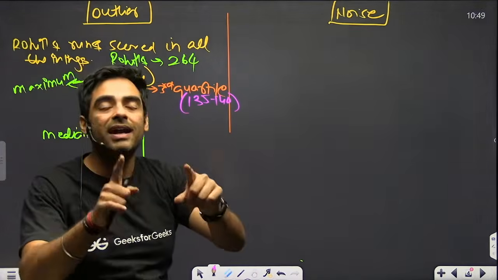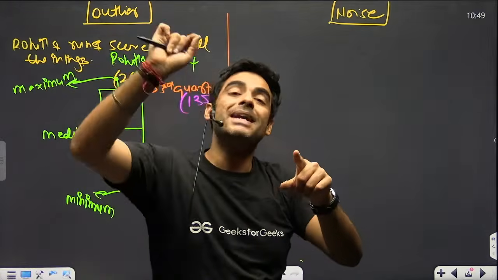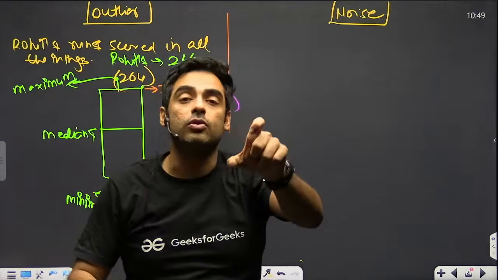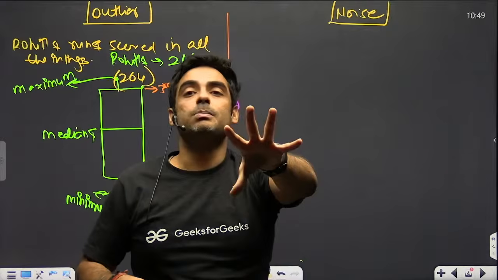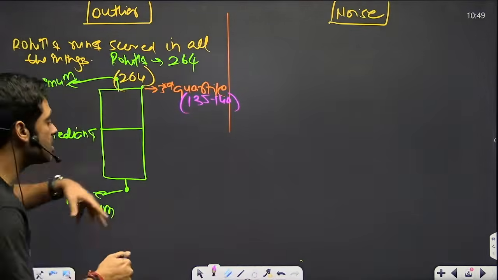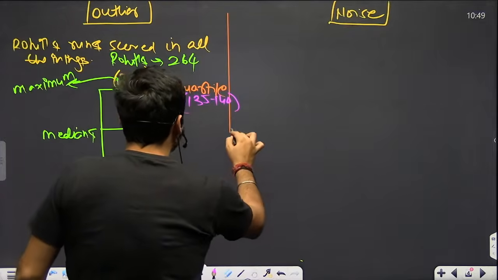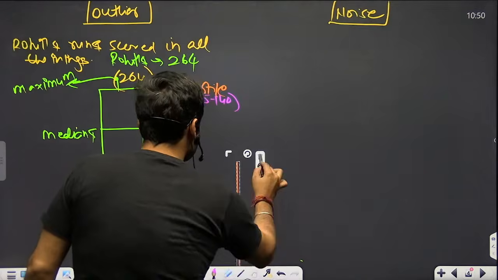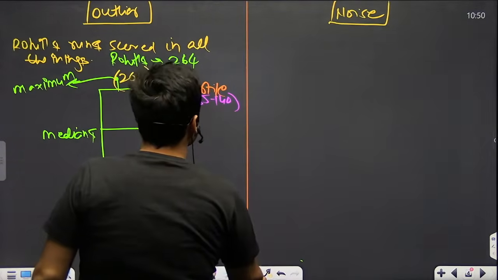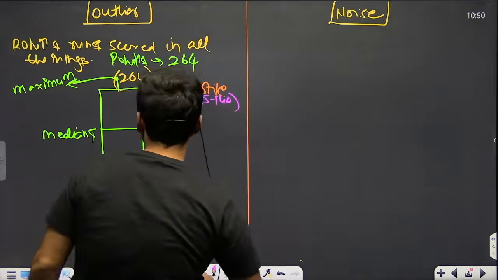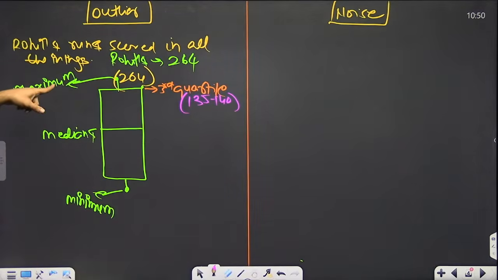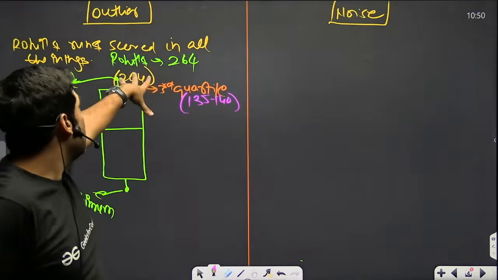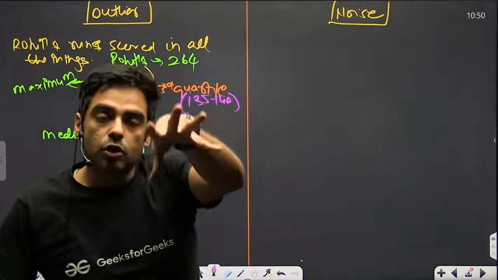So what is an outlier? Outliers are those points that show aberrant, abnormal behavior compared to the entire set of scores in all the innings he has played. That we can get through a box plot. So this is how I can treat this maximum score as an outlier, an abnormal score, an aberrant behavior from the normal scores he makes.